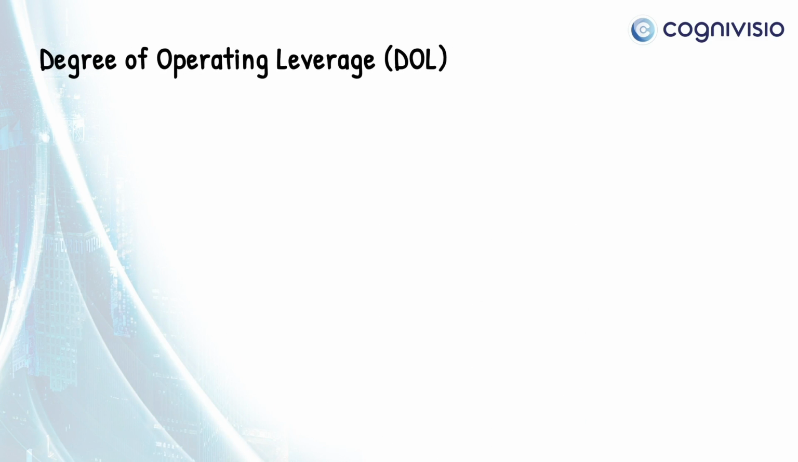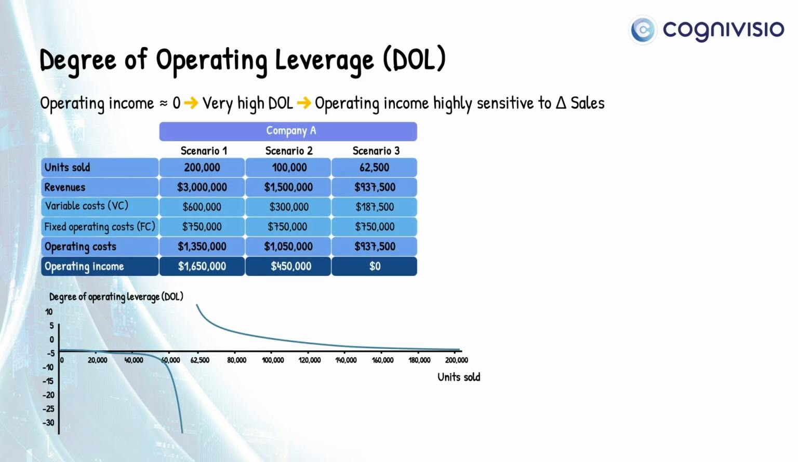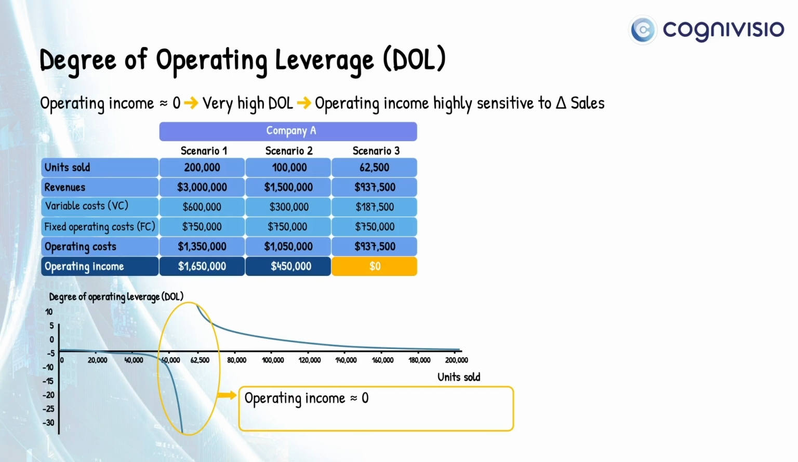It is worth noting that the operating income would be highly sensitive to the changes in the quantities sold when it is just above or just below zero, as the DOL would be too high. This graph shows the change of the degree of operating leverage as the quantity of units sold changes for Company A. The company's operating income is at levels near zero around the level of 62,500 units sold. So, the DOL in absolute terms increases dramatically around this value.